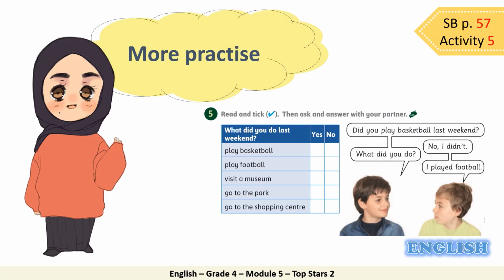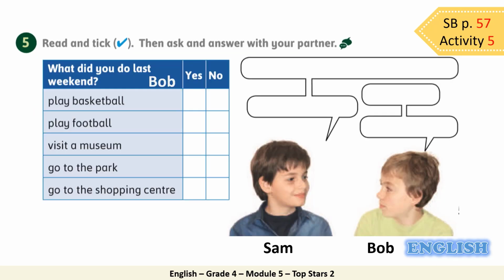Now refer to student book page 57, activity 5, and let's have more practice. Activity 5. Read and tick, then ask and answer with your partner. We have Sam and Bob, and we have the table in blue. The table has information about Bob. There's a tick, yes, next to play football.